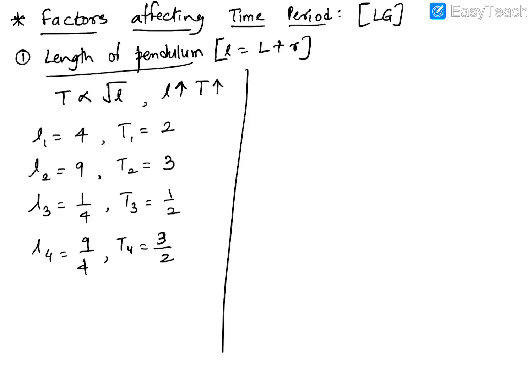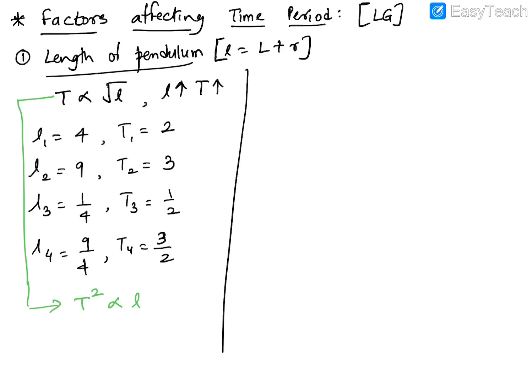Now next thing. There are two applications in this one. One more thing: when I say T is proportional to root L, if I square this, you will get T squared is proportional to L. It means the same thing; here, instead of root L, I'm writing L. That's all. Now what are the applications in this? There are two very commonly asked applications.